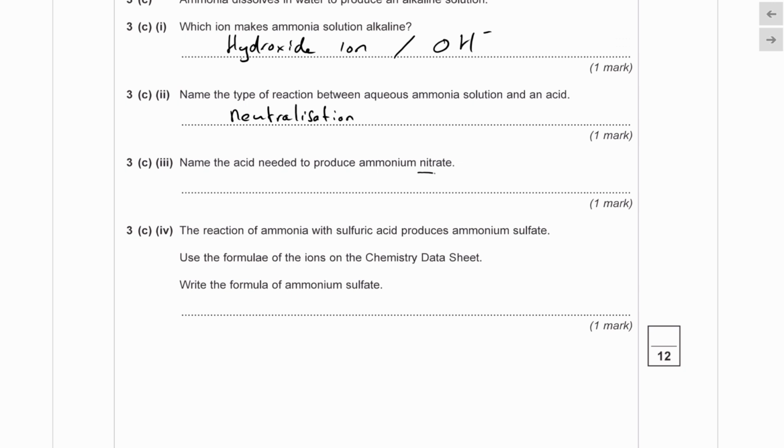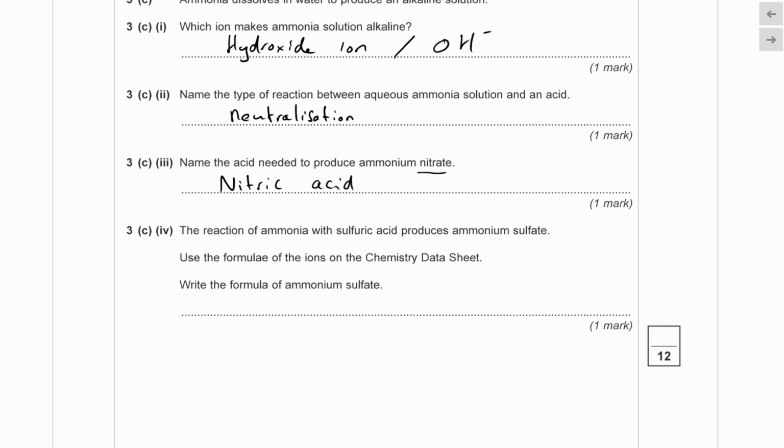Now the important thing there is nitrates. That is going to come from the acid. So ammonium comes from ammonia and nitrate comes from the acid, and so it must be nitric acid. Nitric acid produces nitrates, hydrochloric acid produces chlorides, and sulfuric acid produces sulfates.